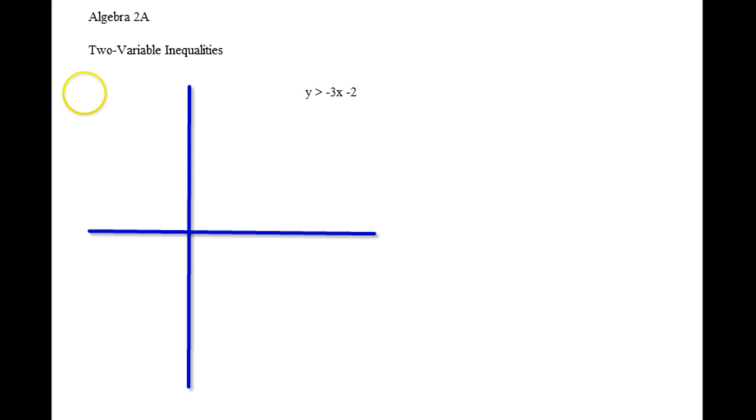Normally we would start at negative 2, and you would have your dot, and then you would go down 3, 1, 2, 3, and you'd make your next dot, and then you would make your line. Now here's the thing though: when you make your line, we are going to want to make it dotted as soon as possible.